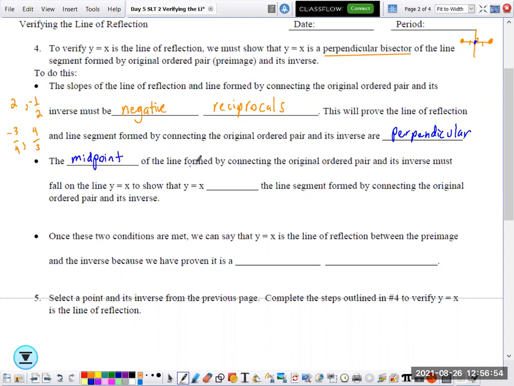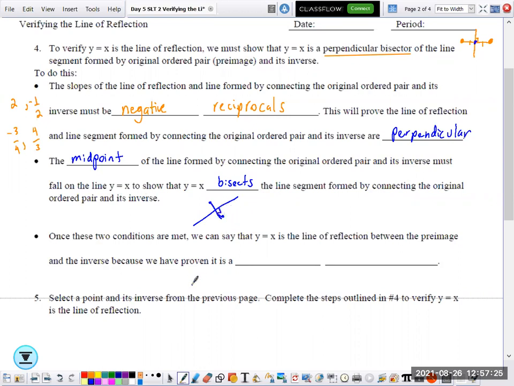The midpoint of the line formed by connecting the original pair and its inverse must fall on the line y equals x, to show that y equals x bisects the line segment formed by the original ordered pair and its inverse. So I had this line, it goes like this. I have one point here, I have one point here.